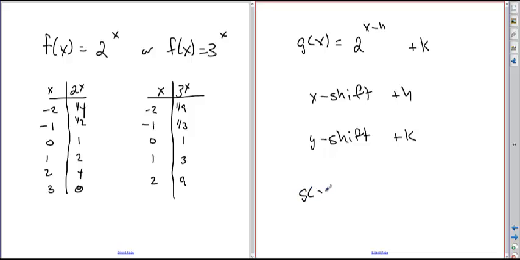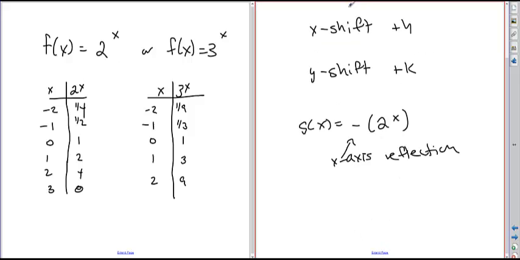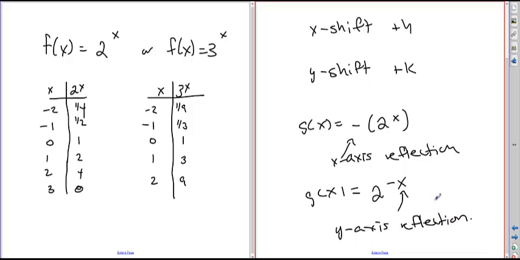Then you got the reflections. So if you have the negative sign out in front, then just like normal, this is the x-axis reflection. And if you have the negative in the exponent, then you have the y-axis reflection. So let's think about what those are.